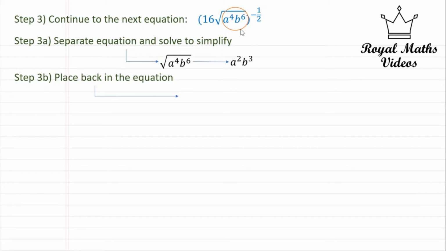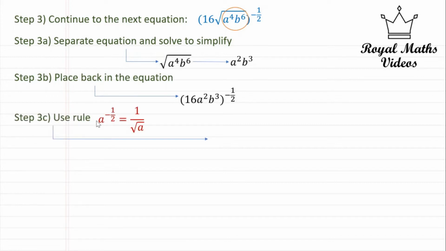This should then be placed back within this original expression, which then becomes 16 times a squared times b cubed, all to the power of minus 1 over 2. And now we need to use a rule: whatever value here to the power of minus 1 over 2 automatically becomes 1 over the square root of the value over here. So using this rule, we then get 1 over all of this. So this has become 1 over the square root of the expression below.